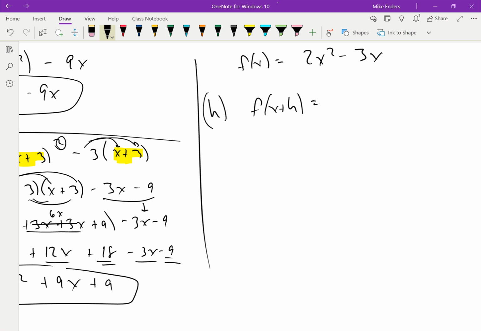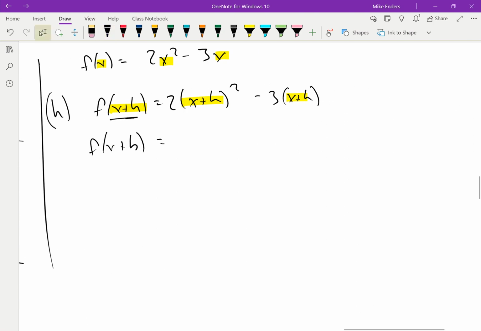Again, the major idea of what we're trying to take a look at is that every time I see x, I'm going to replace it now with x plus h. So I've got 2 times something squared minus 3 times something. And what's that something? That something is going to end up being my x plus h. So I've got x plus h here and x plus h there. So the left side again is nothing more than notation. And then I'm going to end up with 2 times x plus h multiplied by x plus h, because that's the idea of square, minus, and I'm going to distribute that 3 through, minus 3x and minus 3h.